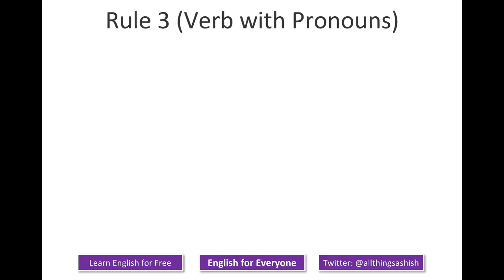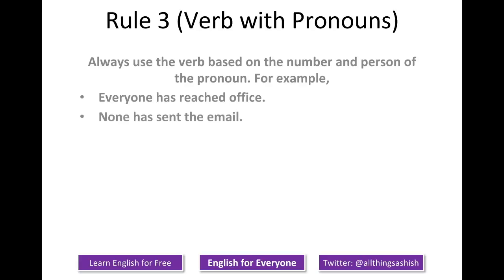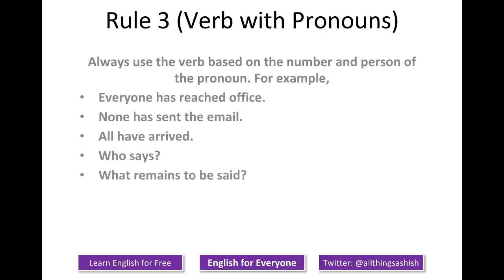Okay, let's look at rule number 3, verb with pronouns. Always use the verb based on the number and person of the pronoun. For example, everyone has reached office. None has sent the email. All have arrived. Who says what remains to be said? All are happy. All is well is a good motto, and so on.